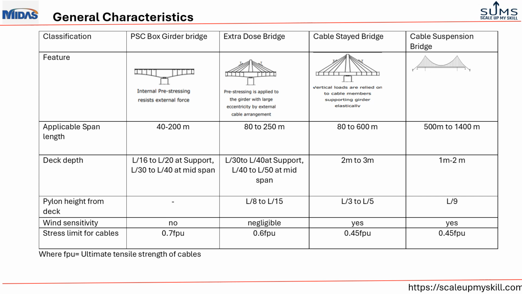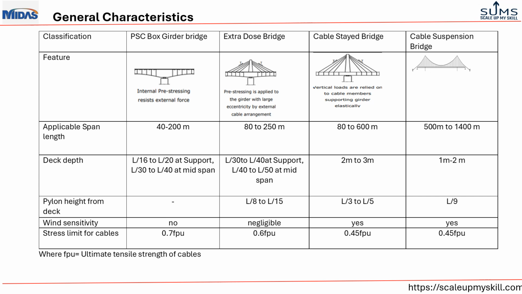Now, as compared to extradosed bridge, the cable stayed bridge has economic span from 80 meter to 600 meter. Here the deck depth is very less as compared to extradosed bridge, and it can be made uniform throughout the span from 2 meter to 3 meter. Pylon height from deck for cable stayed bridge is L by 3 to L by 5, and it is very sensitive to wind, so we need to check the wind as well for the deck. And stress limit for cables is limited to 0.45 FPU.